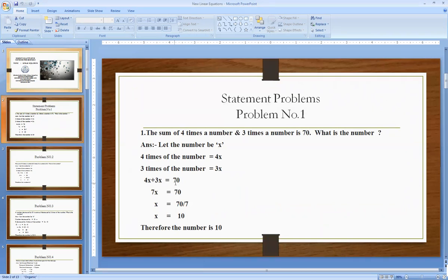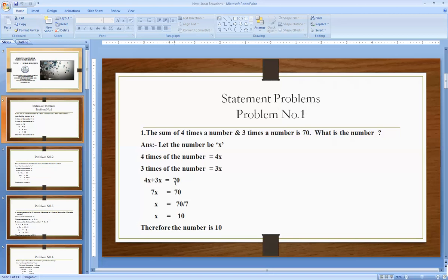What is the number? Whenever the question says times, you should multiply with those numbers, and sum means addition, and is means equals. These are the terms to be remembered while framing the equation in the questions. Here they have given the sum of 4 times a number. We don't know which number we are going to multiply with 4 and with 3. The total value of both, 4 times and 3 times, will become 70.